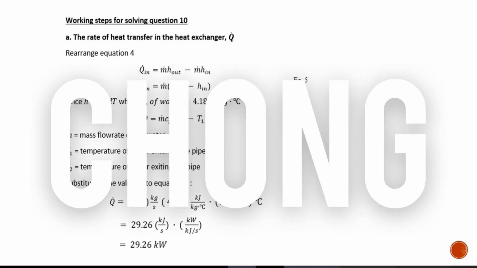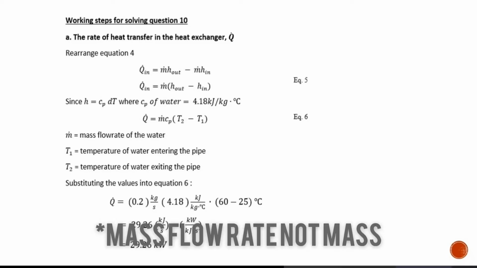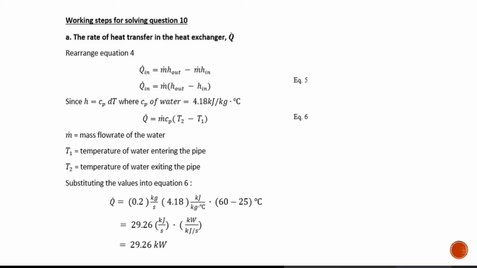And this will be the working step for solving question number 10. For part A is to calculate the rate of heat transfer in the heat exchanger, Q. And Q in, which is the rate of heat flow into the system, is equal to mass multiplied by the enthalpy out minus the enthalpy in, which is equation 5. Then equation 5 can be modified to equation 6 by substituting h equals Cp dT, where Cp is the specific heat capacity of the water.